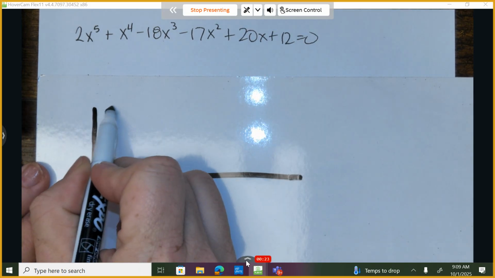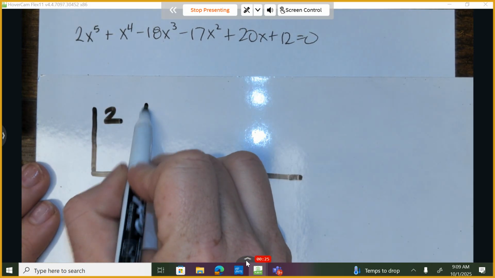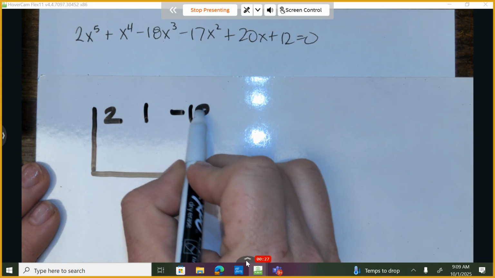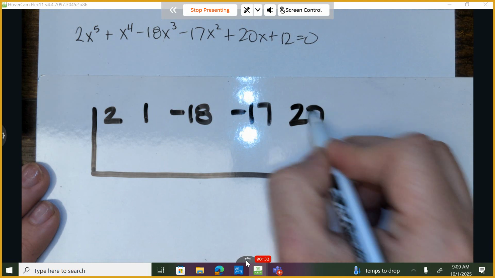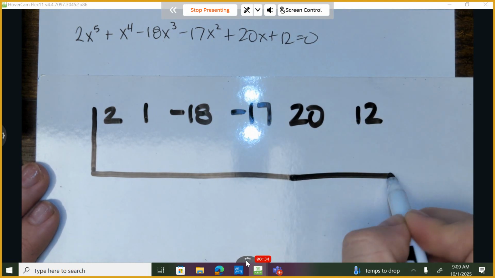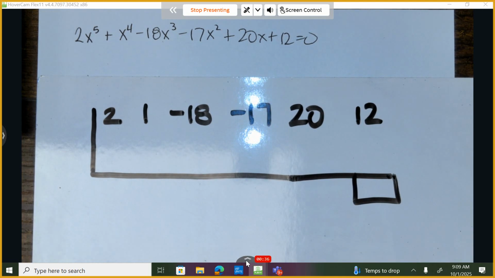We're going to make this. We have 2x to the 5th, 1x to the 4th, negative 18x to the 3rd, negative 17x squared, 20x to the 1st, and 12x to the 0. When I solve, I will have 5 answers. There could be duplicates. That means I could have some answers that occur more than once.